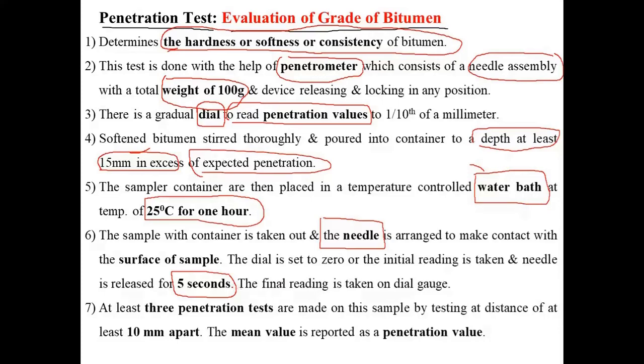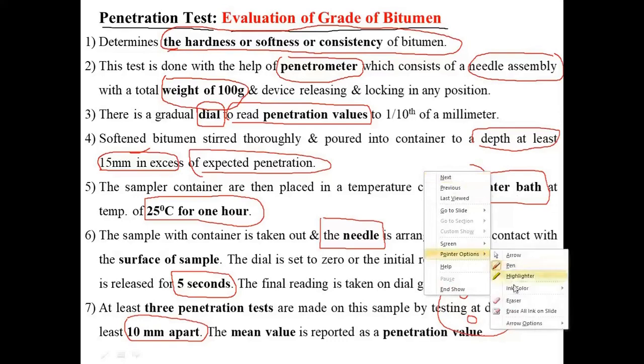In the same way, we have to do the penetration of the needle into the bitumen for 5 seconds 3 times, but at different positions. If this is my cup, then the first penetration will be at this point, the second at this point, and the third at this point. The penetration points will be away from each other, about 10 millimeter apart. I will get 3 values, and from these I will get the mean penetration value, which will be the final result of the penetration test.